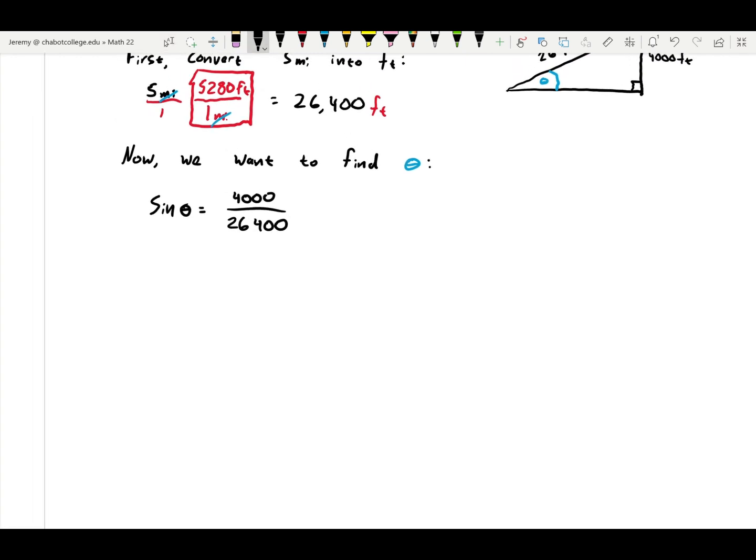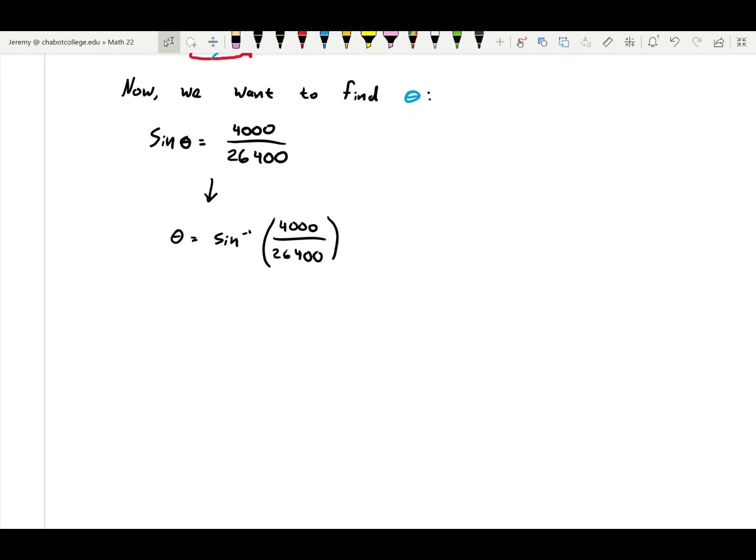I'm going to convert this equation and rewrite it using sine inverse. So remember, I can express it where theta is isolated, and theta will be equal to sine inverse of 4,000 divided by 26,400. And I can enter this into my calculator using the sine inverse function. So let me jump over to my calculator for a second and show you how I'm going to do this.